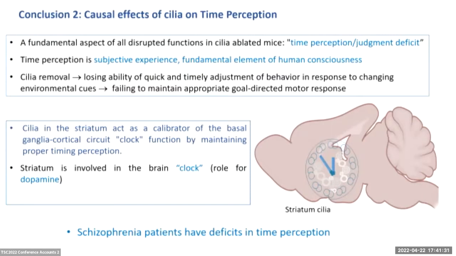And in our model, we propose the cilia and the striatum as being involved in the brain clock function by maintaining the proper timing perception. And just as a note, schizophrenia patients indeed have deficits in time perception.